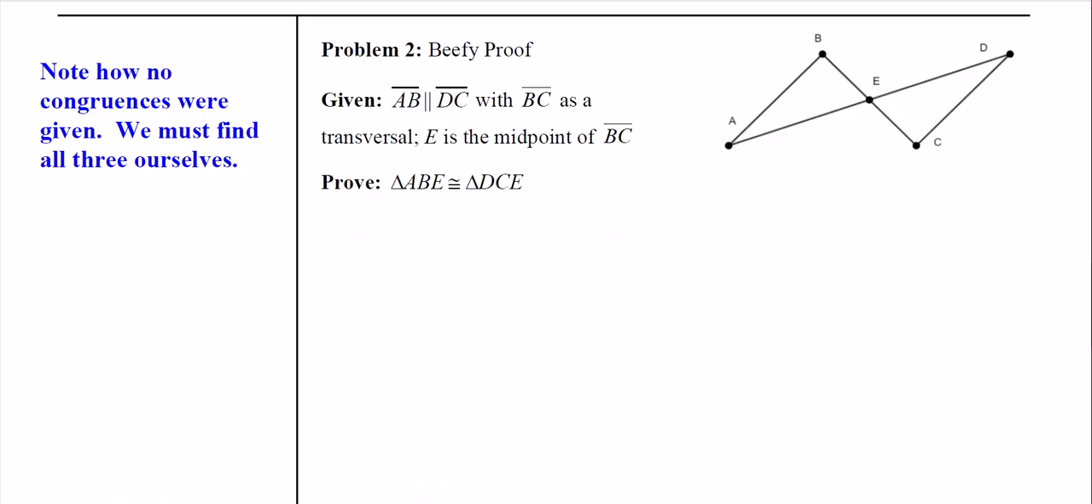Okay, this might be the beefiest proof we've done so far. And why is this beefy? Well, vegetarians, it's because, look at the given. No congruencies were given. You know, congruency is like AB is congruent to DC. Because if we have 3 congruencies we're done. We weren't given any congruencies. This is parallel. And then this says midpoint. So we have to find all 3 congruencies ourselves.